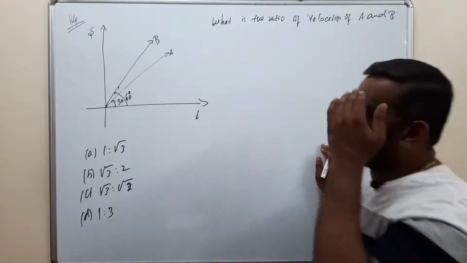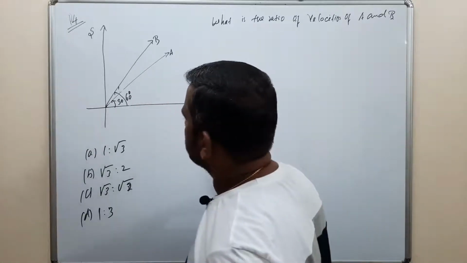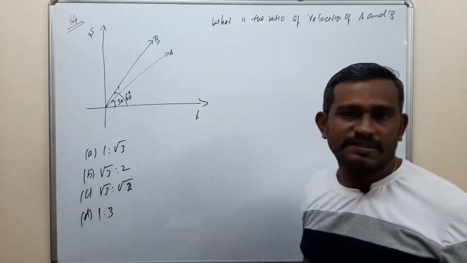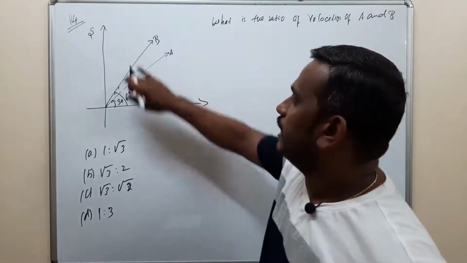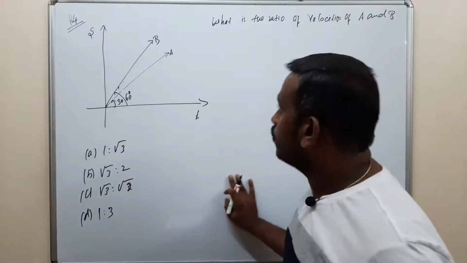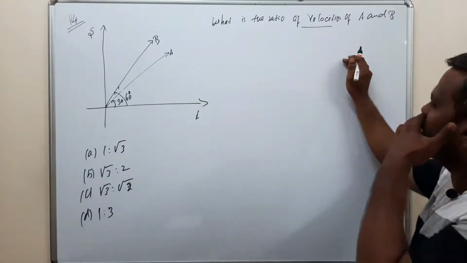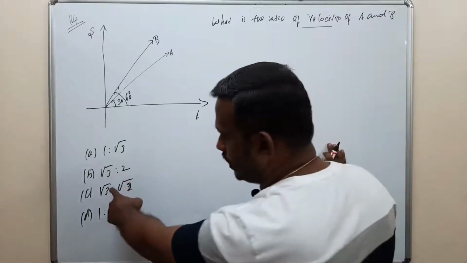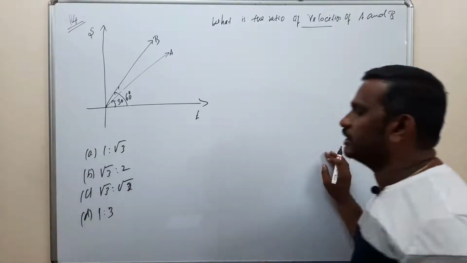So the displacement time graph of two particles A and B is given, which are straight lines inclined with the time axis at 30 degree and 60 degree. The question asked is to find the ratio of the velocities of A and B. Option A 1:√3, B √3:2, C √3:2, and option D 1:3.